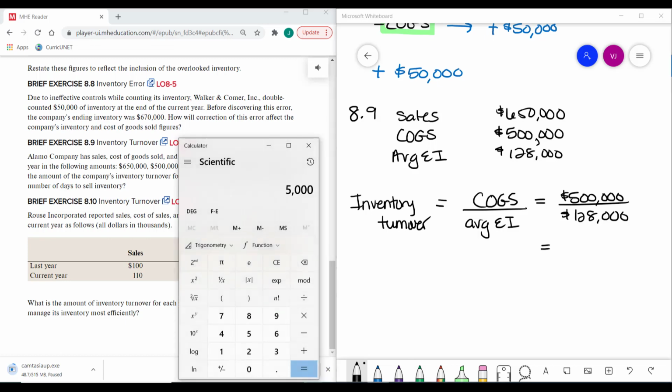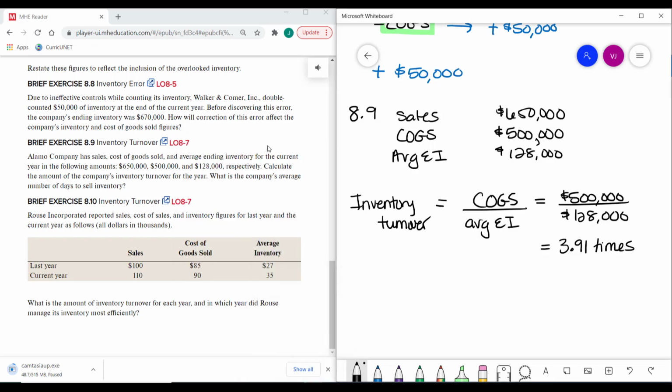So let's do 500 divided by 128. We'll round that to 3.91. This is 3.91 times. So basically, what this tells us is that within this year at least, they had to turn inventory over on average about 3.9 times. That's how many times they essentially had to completely replenish their inventory, right? That gives us perspective into how quickly they were selling their inventory.